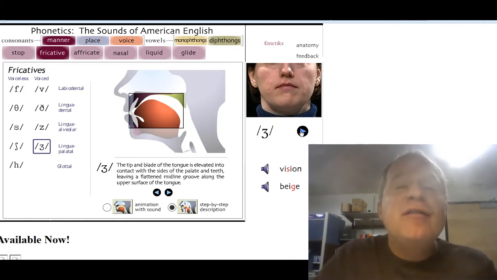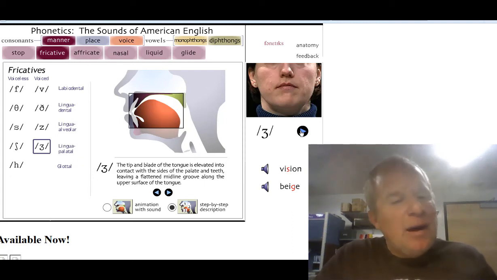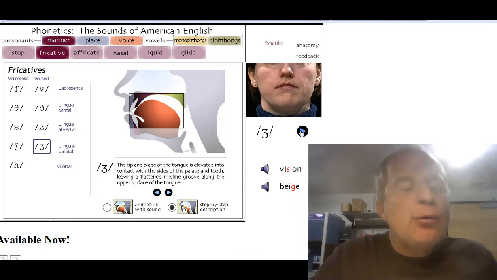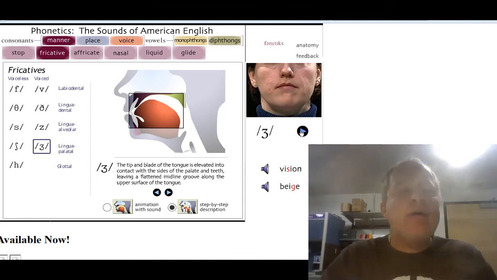Vision. Beige. So I'm going to say on this one, I think you need to review this a little bit, work on these two sounds. You have not, unfortunately, mastered these sounds yet. So keep practicing with it, right?